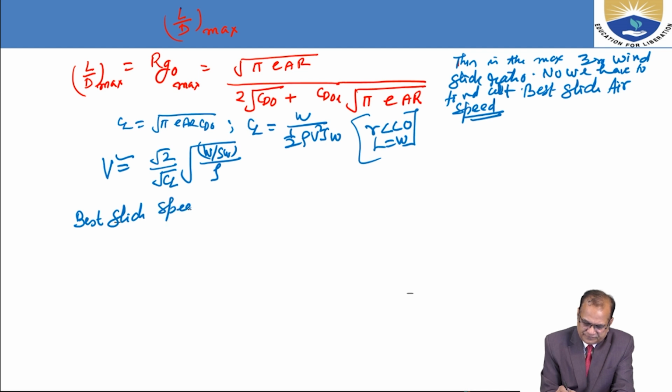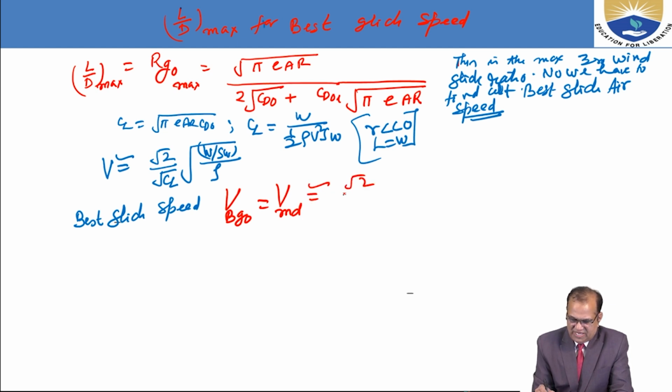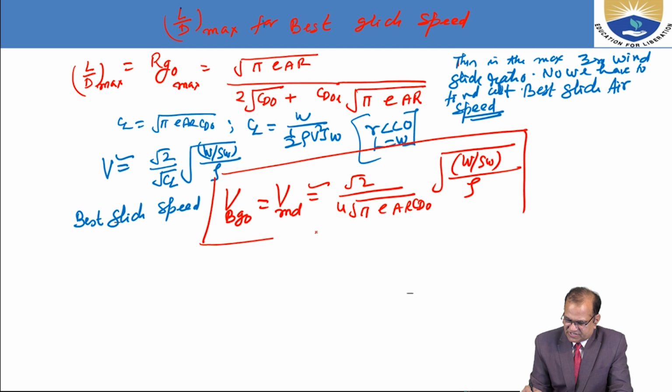the best glide speed. So best glide speed is VBG, that is V at minimum drag, approximated as under root 2 by under root 4 pi e aspect ratio CD naught times under root W by SW divided by rho. So this is the equation for best glide speed.